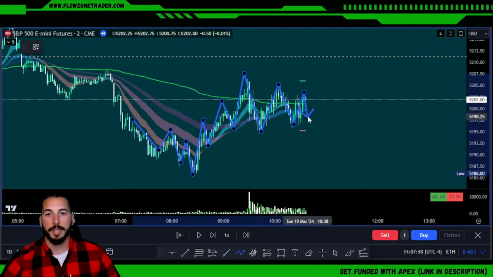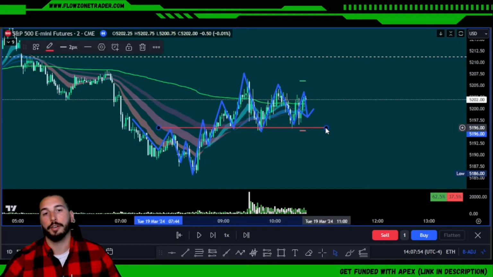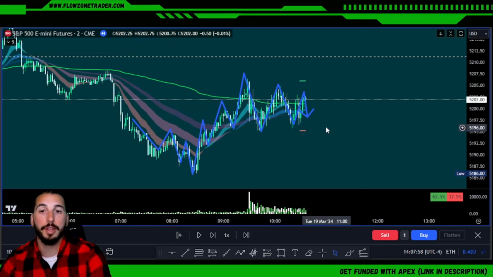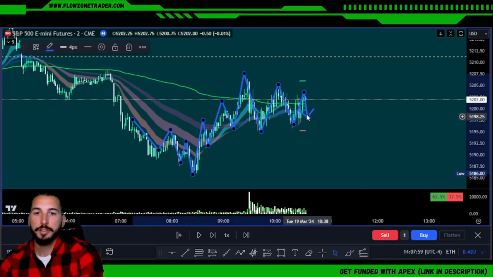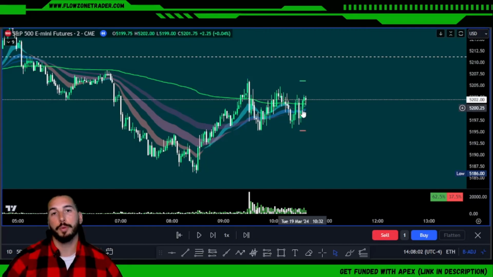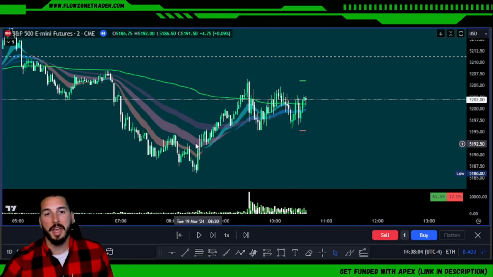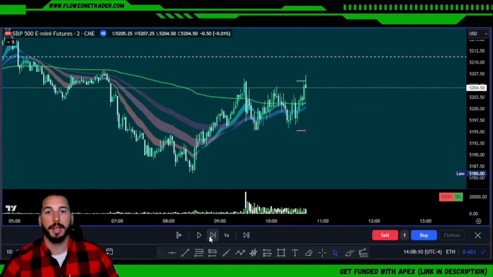But crucially, this is how you need to understand structure. We are above this level here, all right? Old resistance effectively becomes new support. It's a very simple way of putting it, but it is what we have. So we need to be thinking about, do we have a failed auction under here into support, all right? Or can we have a sustained auction higher, all right? So let's just let this play out.